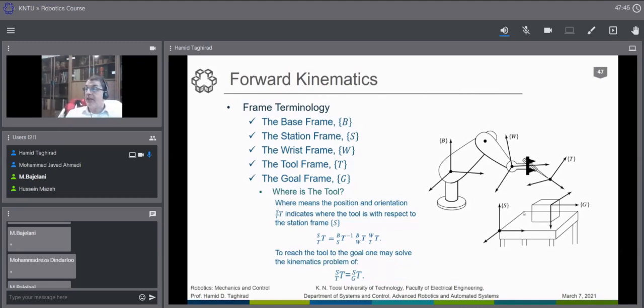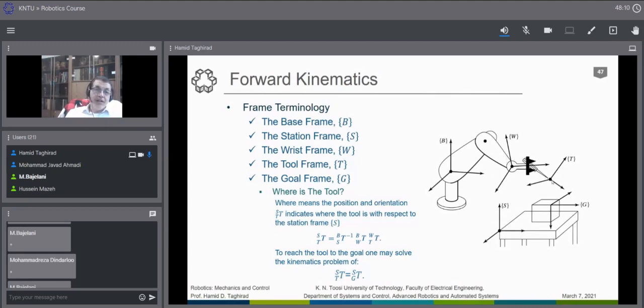So if we have an S frame, this S usually is considered as the station frame. The wrist is very, very important, as I mentioned. It's one intermediate point that we can use for many inverse kinematic problems. So W, whenever we use W, it is for the wrist. And we have the tool frame.